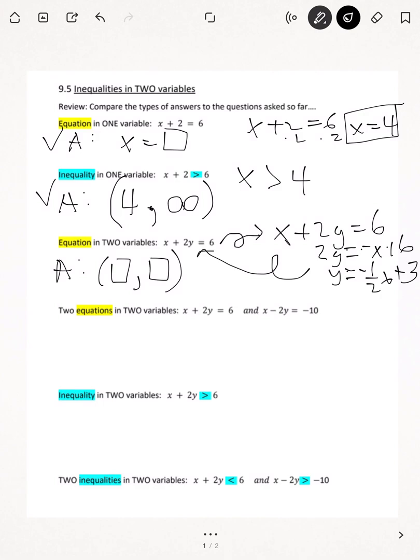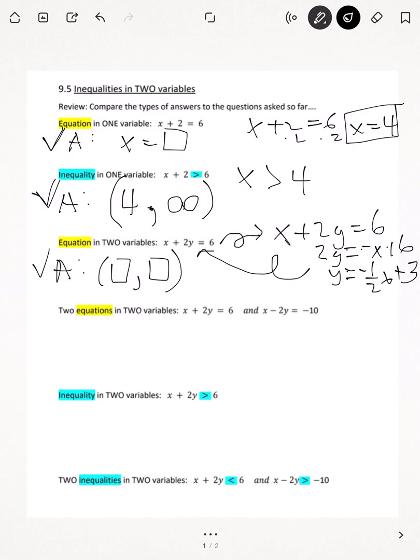The way that we express this is not with interval notation. We express it with a set of ordered pairs, and that set of ordered pairs looks like a line. All right, number 1, we're looking for one answer. Number 2, we're looking for a range of answers. Number 3, we're looking for a set of ordered pairs.